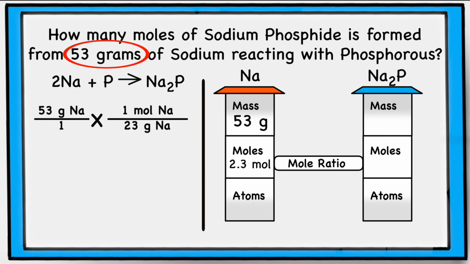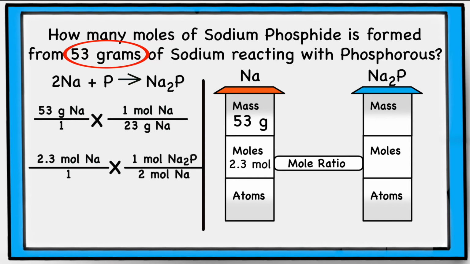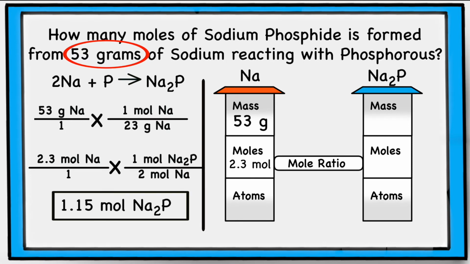According to our building, our next step is to take our moles of sodium and then multiply it by the mole ratio, which is 1 mole of sodium phosphide over 2 moles of sodium. Once we do this, we get 1.15 moles of sodium phosphide produced, and that's going to be our correct answer. Okay, let's work another one, this time the opposite way.